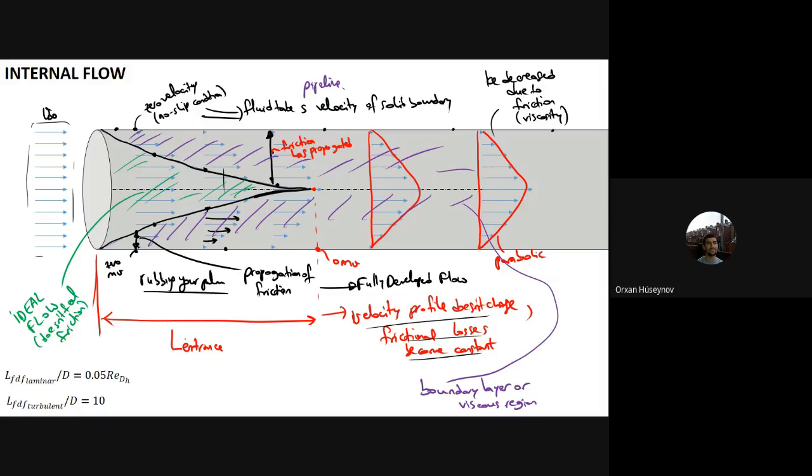And the length over diameter, if it is laminar, is 0.05 times the Reynolds number. But if it is turbulent, the length over diameter is 10. You should remember that most of the equations, 95%, 99% of the equations, are for the fully developed flow, where you have constant values of the friction and the pressure forces, and that is the fully developed flow where the equations are valid.